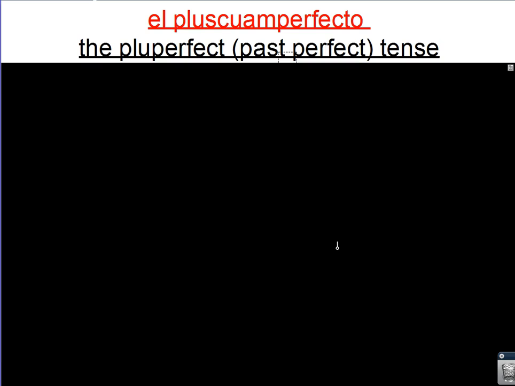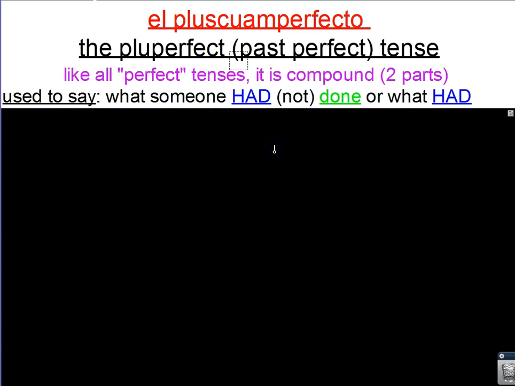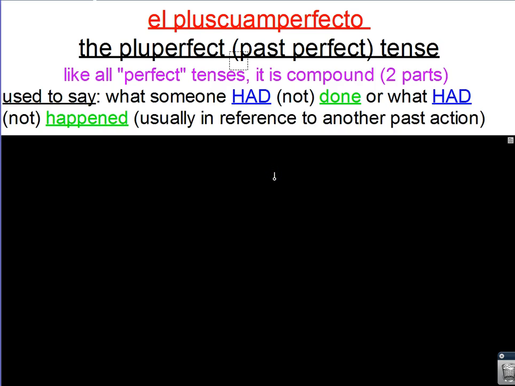The present perfect is used to say what someone has done. So the past perfect, otherwise known as the pluperfect, and in Spanish el pluscuamperfecto, is used to say what someone had done. It also is a perfect tense, and like all perfect tenses, it's compound. Like the present perfect, it has two parts: you say what someone has done, a present tense form of haber plus past participle. This does too. So the past perfect is used to say what someone had done or had not done, and what had happened or had not happened, usually in reference to another past action.